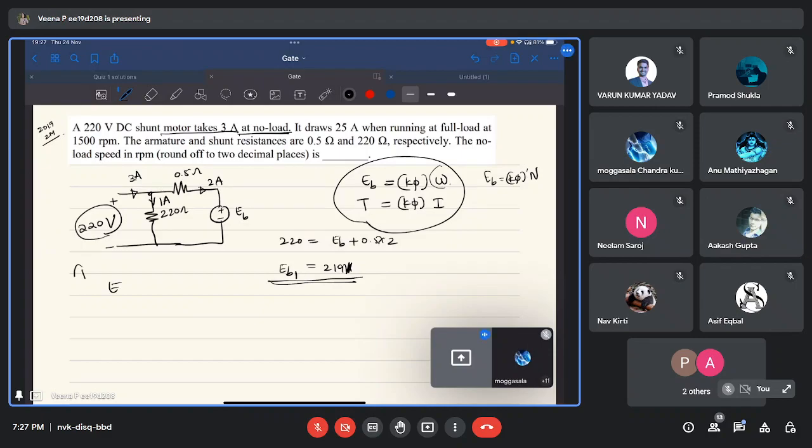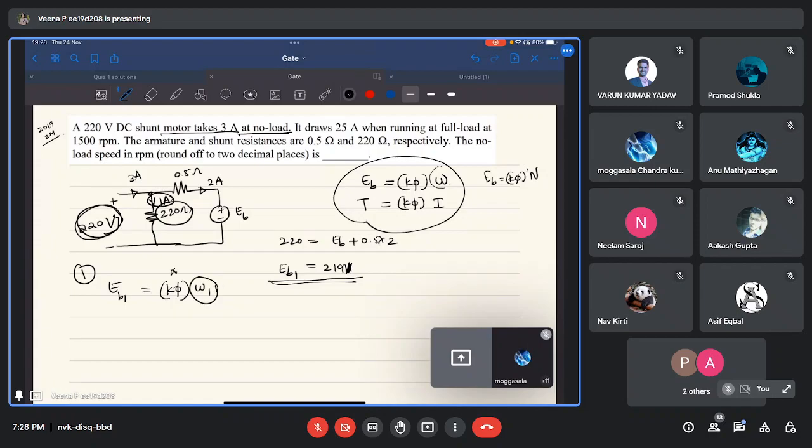So now you know that this is a case of no load. I'm denoting it as case 1. So EB1 is equal to K phi times omega 1. Now this K phi corresponds to the field in the machine. So we are not changing the field. Every time we are applying 220 volts across 220 ohms, so 1 ampere flows through the field winding. So we are not touching the field. So K phi is constant throughout the operation. So this omega 1 is what we have to find.